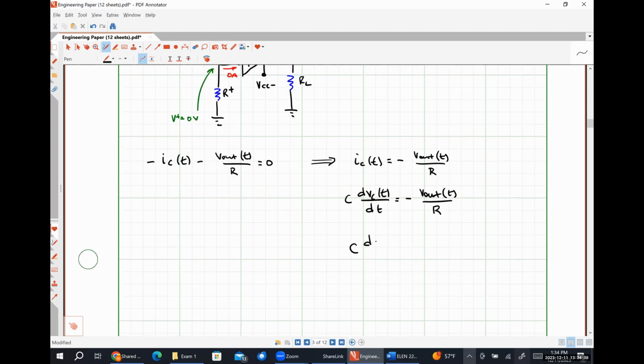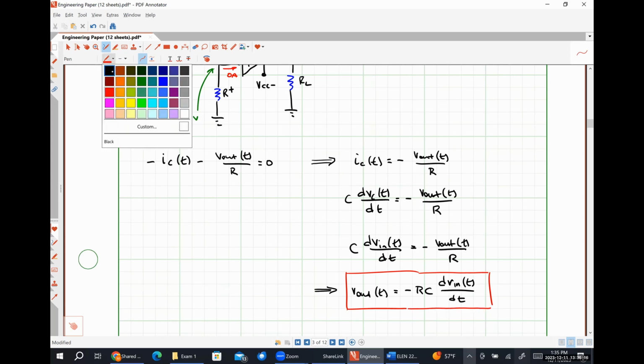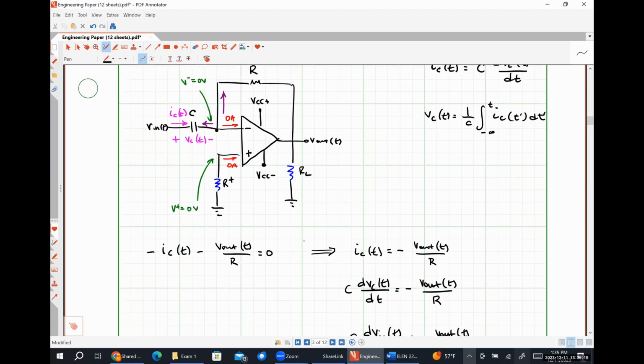So we have C times dVn divided by dt is equal to negative V out divided by R, and then rearrange this ever so slightly, and we find that V out is equal to negative R times C times the derivative of our input voltage. So this is a differentiating amplifier, where the output signal is a scaled version of the derivative of the input signal.